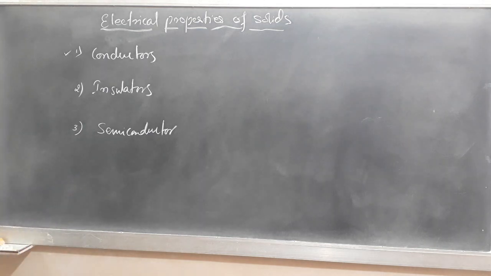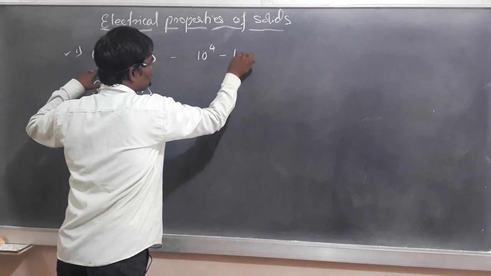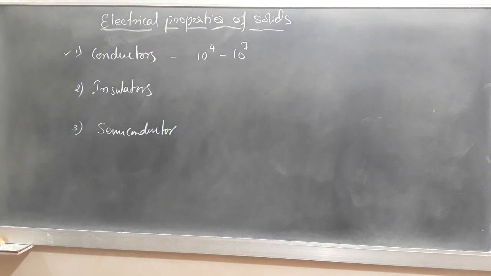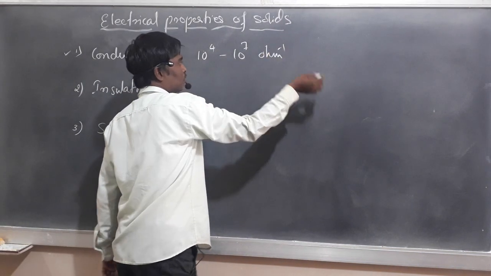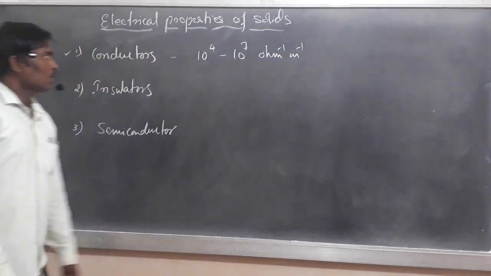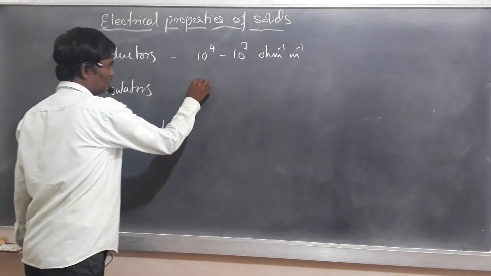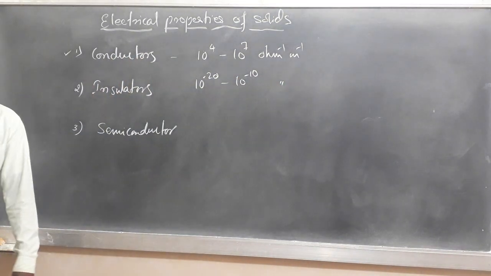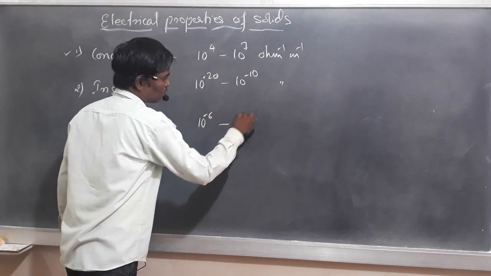In conductors, the conductivity is in the range of 10^4 to 10^7 ohm^-1 m^-1, measured in ohm per meter. Whereas for insulators it ranges from 10^-20 to 10^-10. And semiconductors are in between, from 10^-6 to 10^4.